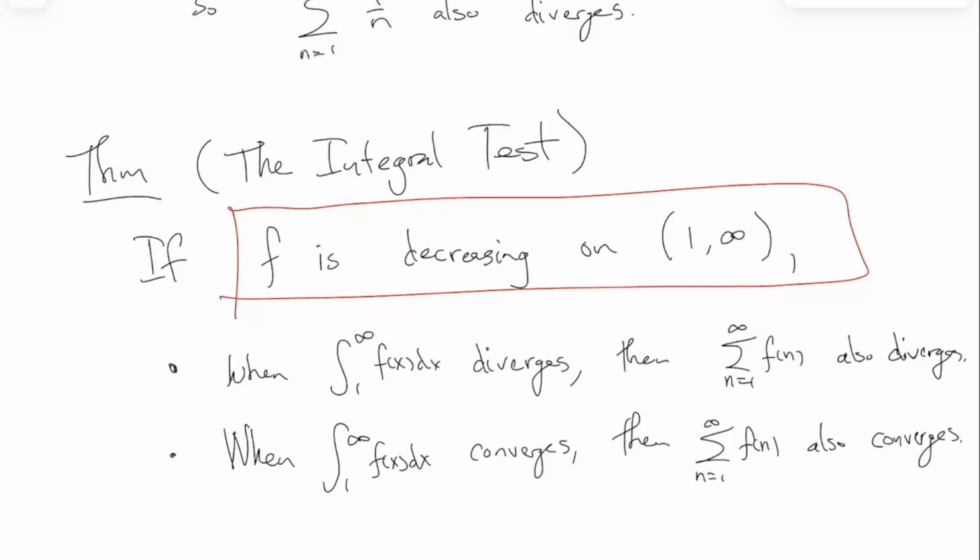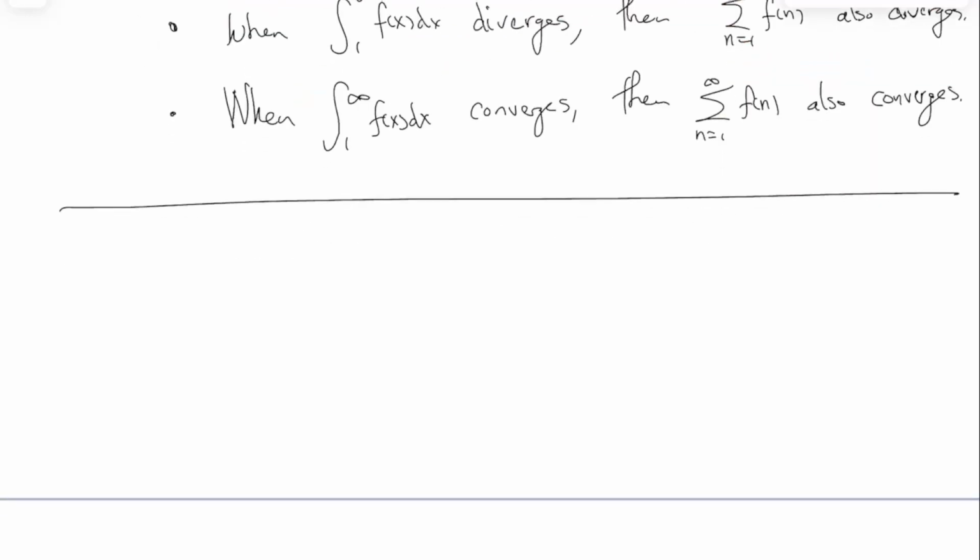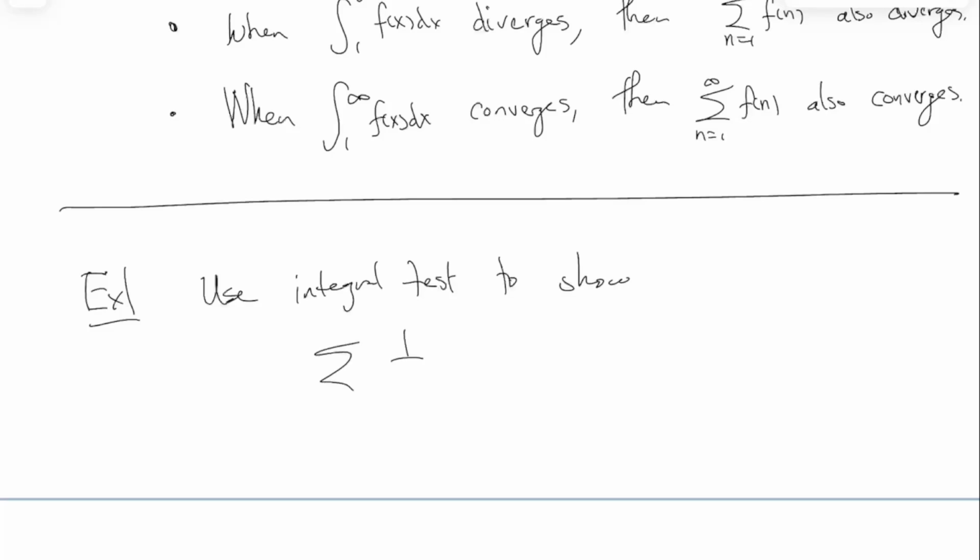Actually, we can do Euler's sort of ridiculous example. Here's a typical, easy homework question about this. Use the integral test to show that the sum of 1 over n squared, n equals 1 to infinity, converges. All right?